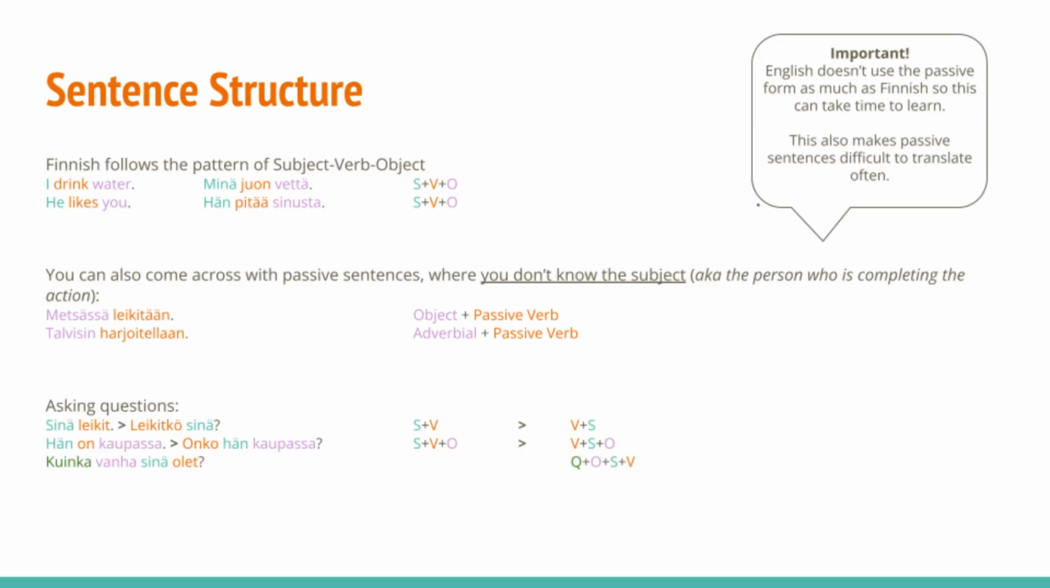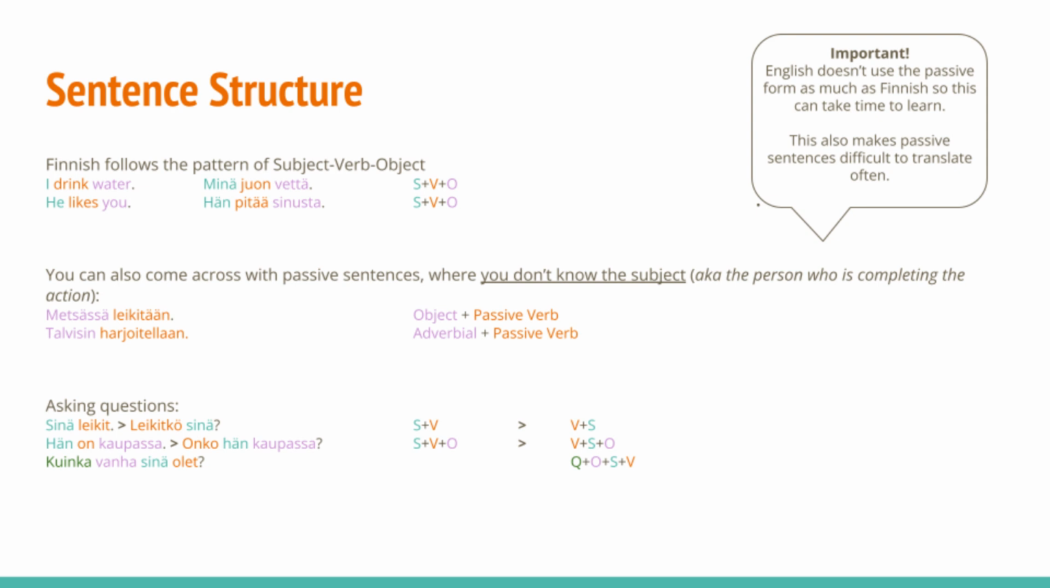Next part is the sentence structure, aka how you build sentences in Finnish. Creating the very basic sentences is quite simple. The Finnish language follows the pattern of subject, verb, and object in that order. So yes, you can see I've been trying to color code the words so you can better understand the word order. If you want to say I drink water, you can basically translate it almost word by word. Obviously there is conjugation, but minä, I; juon, drink; vettä, water. And the same goes if you want to say he likes you, hän pitää sinusta. It goes just like that.